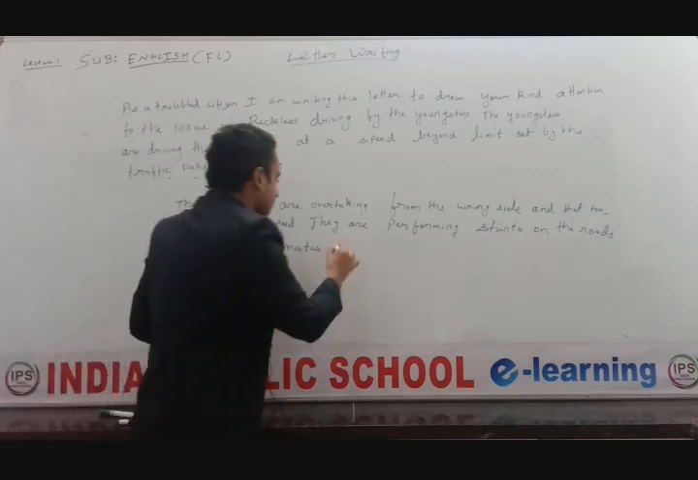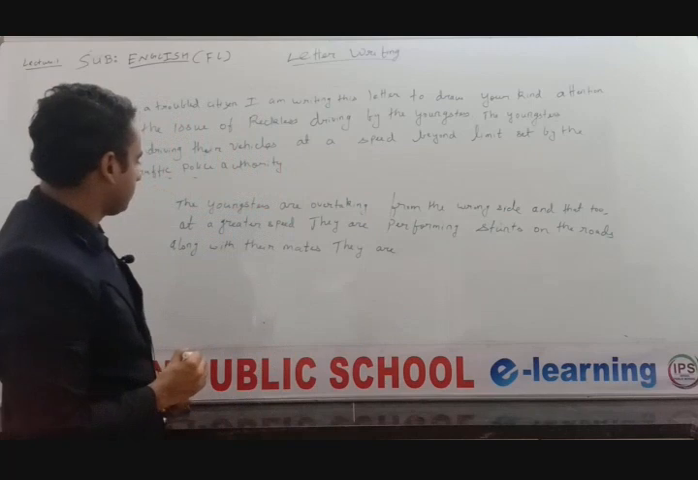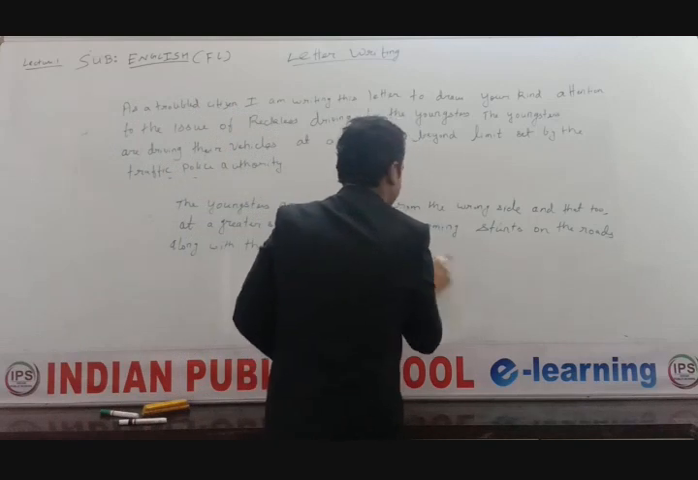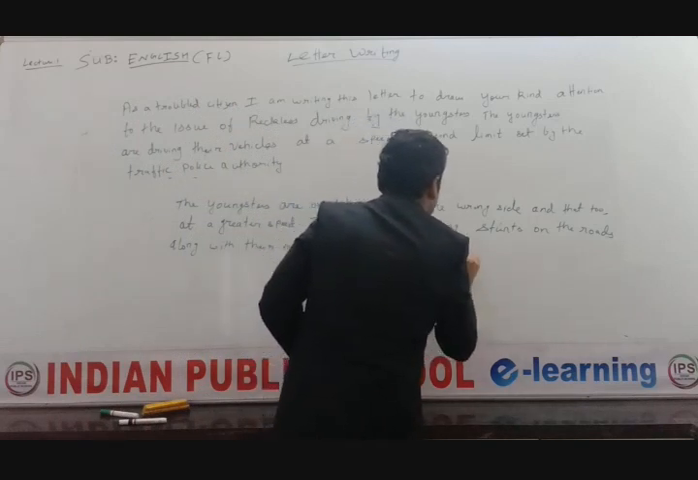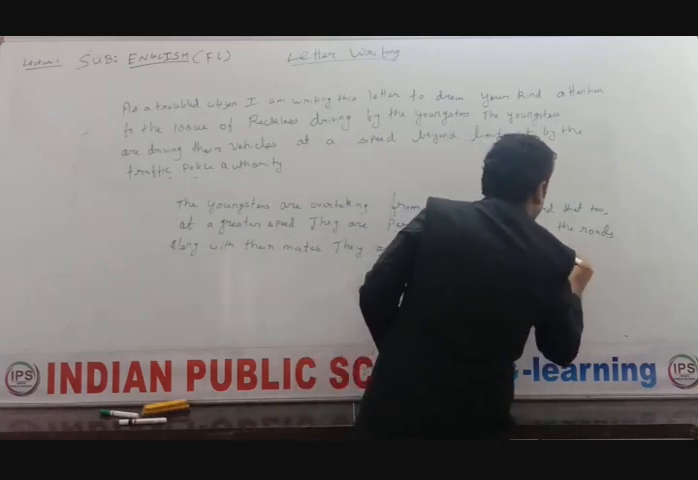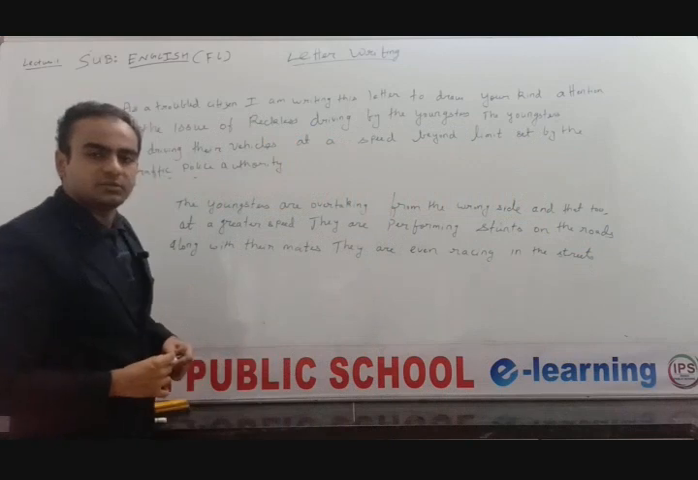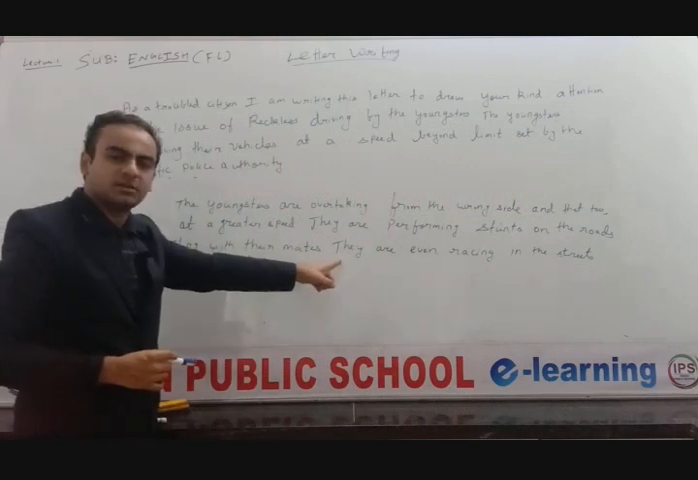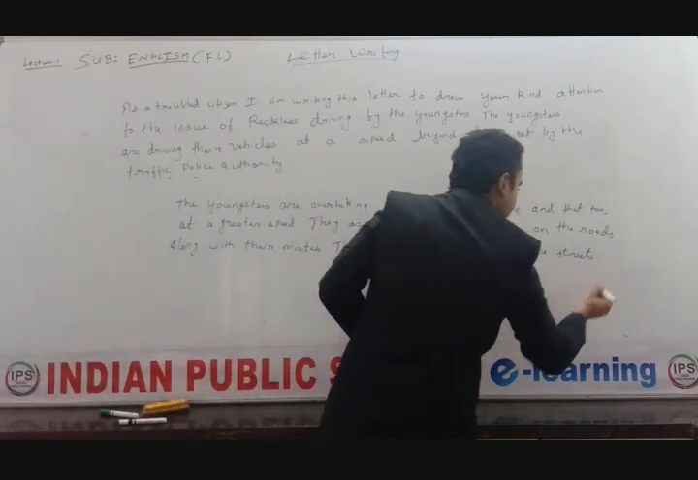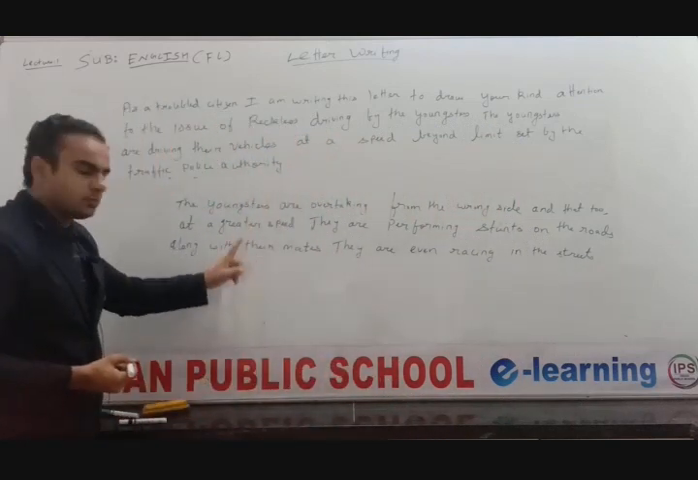Now what? They are even racing in the streets. They are also doing races. Everyone has done this, whether on a bicycle or bike or whatever, right? They are even racing in the streets. Again, this is a very severe issue, right? So you have elaborated your problem very clearly.